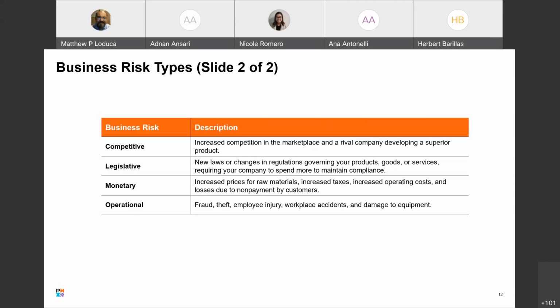There's monetary business risk. Obviously, increased prices in raw materials, our labor cost, our taxes can jack up the price, and it will jeopardize your scope. Or not your scope, I'm sorry, it will jeopardize your budget. So there is a risk to your budget. Again, we're talking about budget. That's one of the big ones.